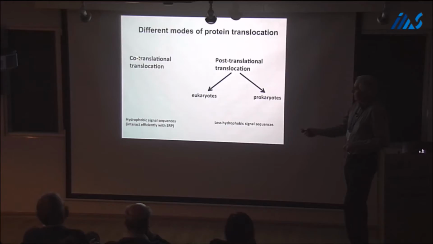Now you might wonder what is the distinction between these two pathways, and it turns out that the more hydrophobic signal sequences go into the co-translational pathway because they interact efficiently with the SRP while they're being made on the ribosome.